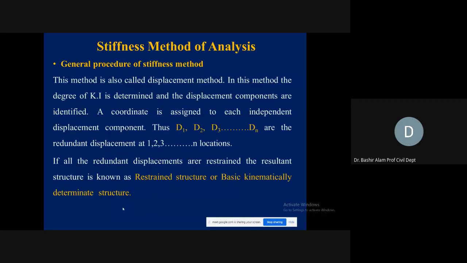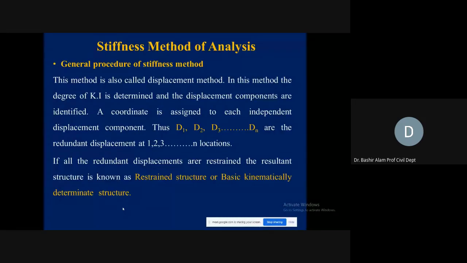Now after knowing the kinematic indeterminacy, what is the general procedure of the stiffness method, how do we go with it? This method is also called the displacement method. Why displacement method? Because the joint freedoms are what we consider as our unknowns, and we are interested in finding out those displacements. In the flexibility method, which was also known as the force method, the actions were unknown, the redundant actions. So that is why it was also known as the force method.